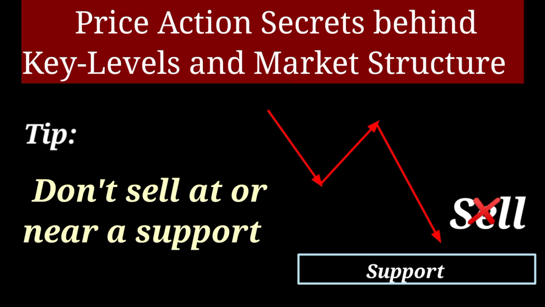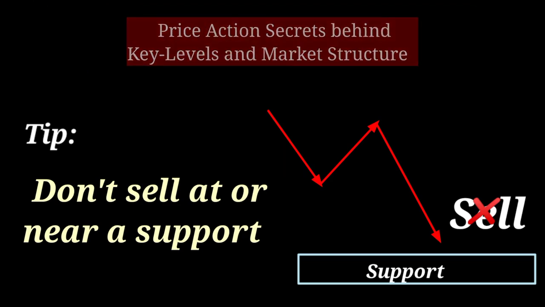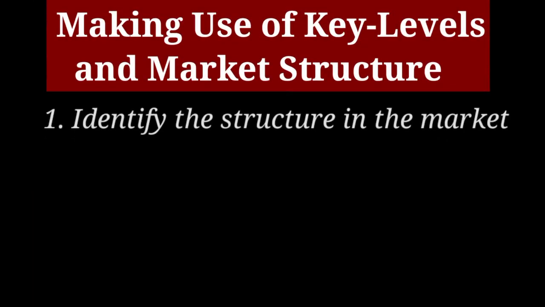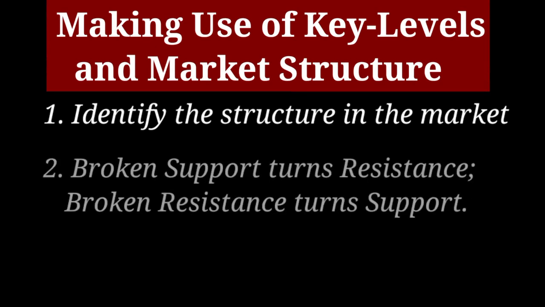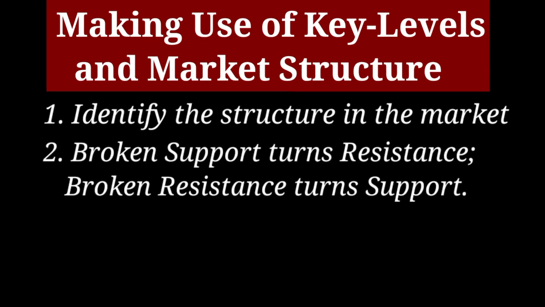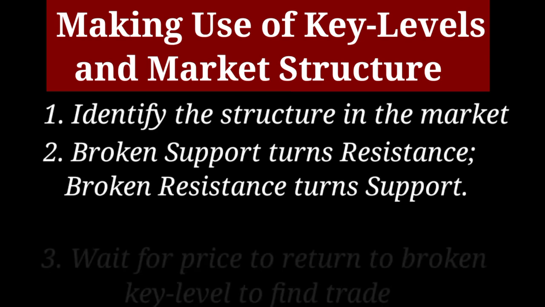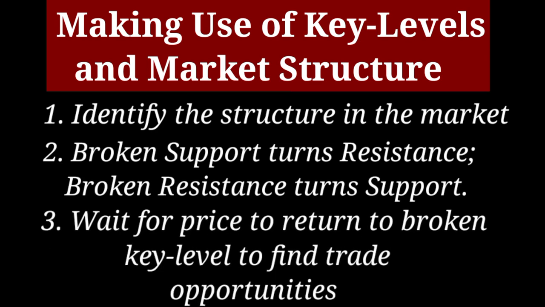To make good use of those key positions and structures, here is what you do. First, identify a structure. If it is in an upward trend, the market structure is marked by higher highs and higher lows. Whenever a key level is broken and a new structure, a higher high, is formed, you don't jump in to buy at that point. You allow the price to move back into that previous key level that was broken, which was a resistance but is now support. When price returns to that point and there is a confirmation for you to buy, you can buy from there and join the price to the most recent key level or even higher.